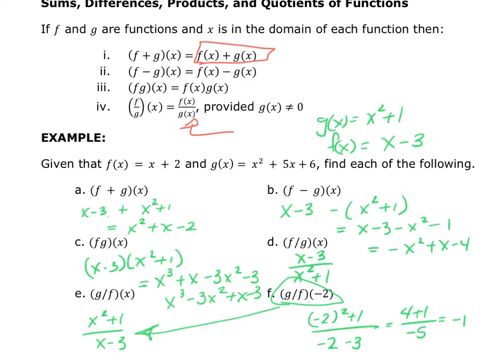Now, are there any questions on that before you all do yours? You're going to do x plus 2, and you're going to do x squared plus 5x plus 6 as the two in which we're going to add, subtract, multiply, divide both ways, and then do the evaluation. Do you have any questions before I have you do these yourself?